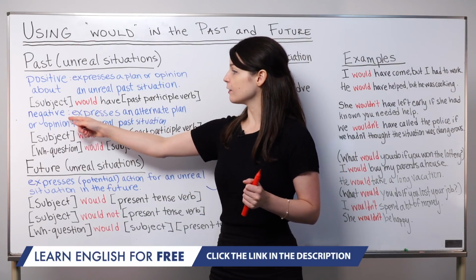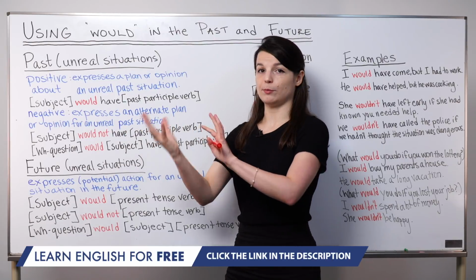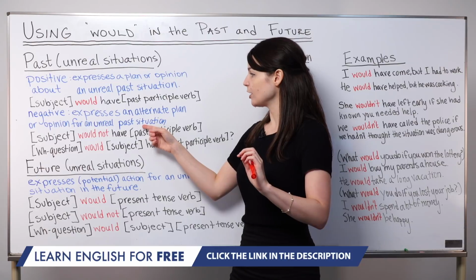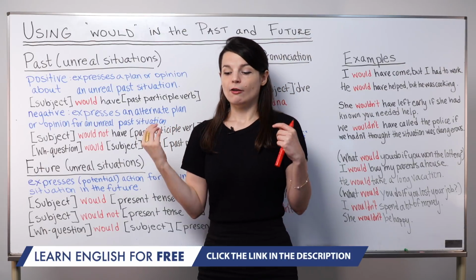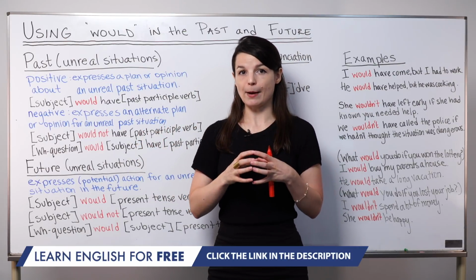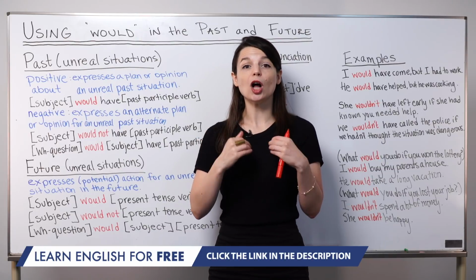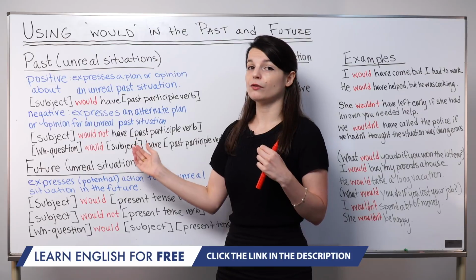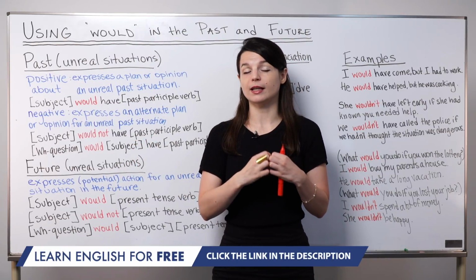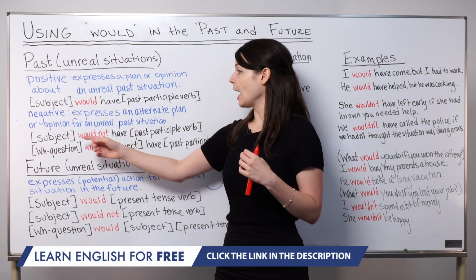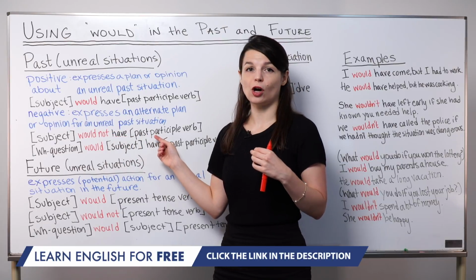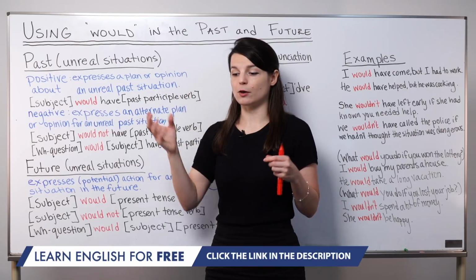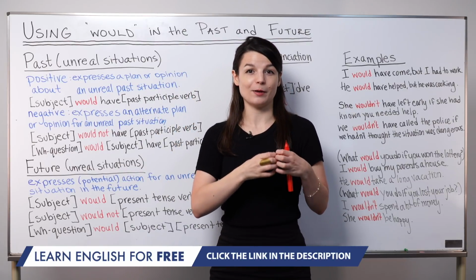So a negative would express an alternate plan or opinion for an unreal past situation. So this means, for example, something happened. Maybe, for example, I called someone. If I use the negative form of would to talk about that situation and I say, I would not have called that person, I'm giving an alternate plan. So this happened, I called someone.